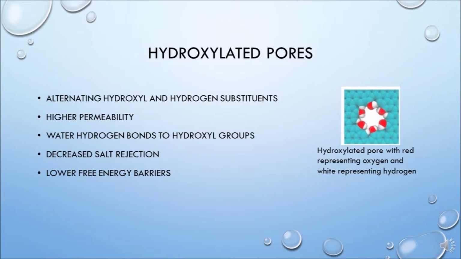For hydroxylated pores, the permeability is much higher than that of hydrogenated pores. This is a result of the alcohol groups on the pores that easily hydrogen bond to the water passing through it. On the other hand, hydroxylated pores are less effective at salt rejection. The hydroxyl groups have ion dipole interaction with the salt in the feed water. This raises the free energy barrier, thus decreasing the salt rejection of the system.